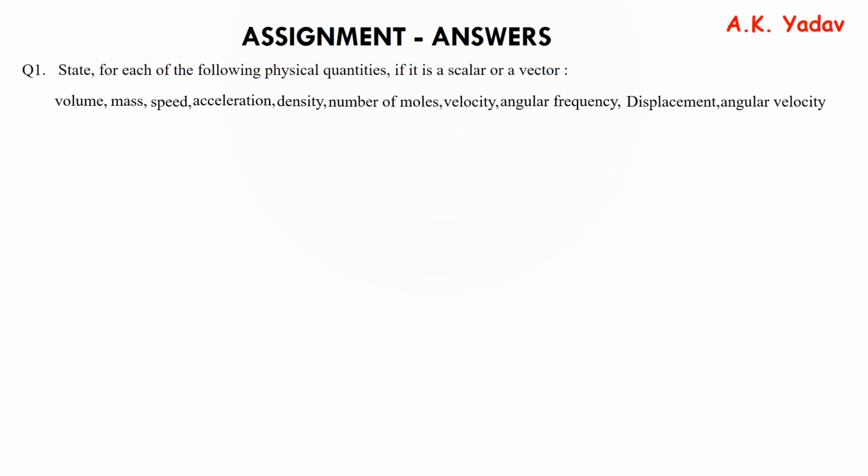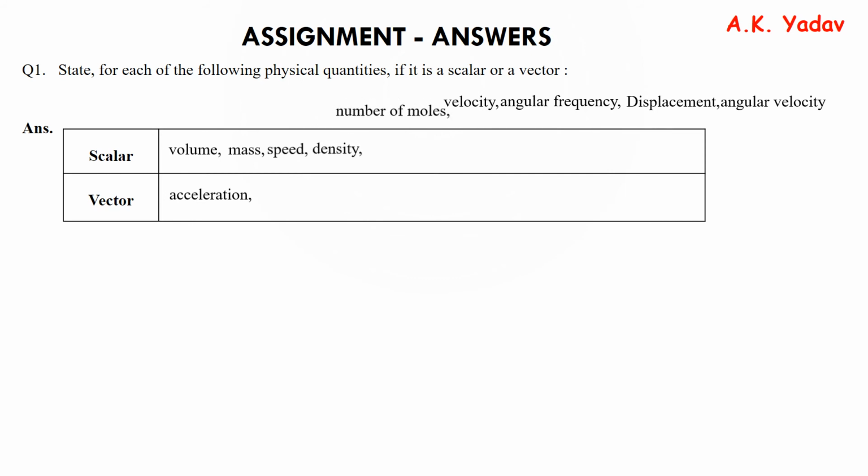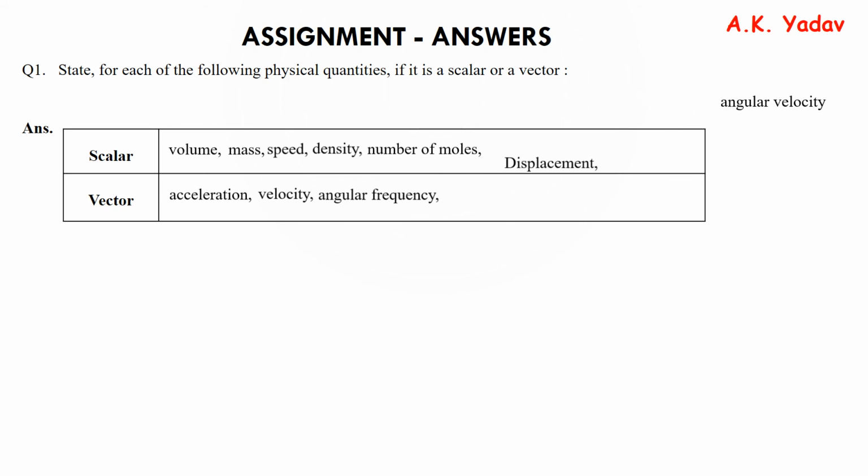Question number 1: state for each of the following physical quantities if it is a scalar or a vector. Now volume, mass and speed, they only depend on magnitude, so they are scalars. Acceleration depends on magnitude and direction both, so it's a vector. Density only depends on magnitude, so scalar. Same goes for number of moles. Velocity, angular frequency and displacement, they depend both on magnitude and direction, so they are vectors.